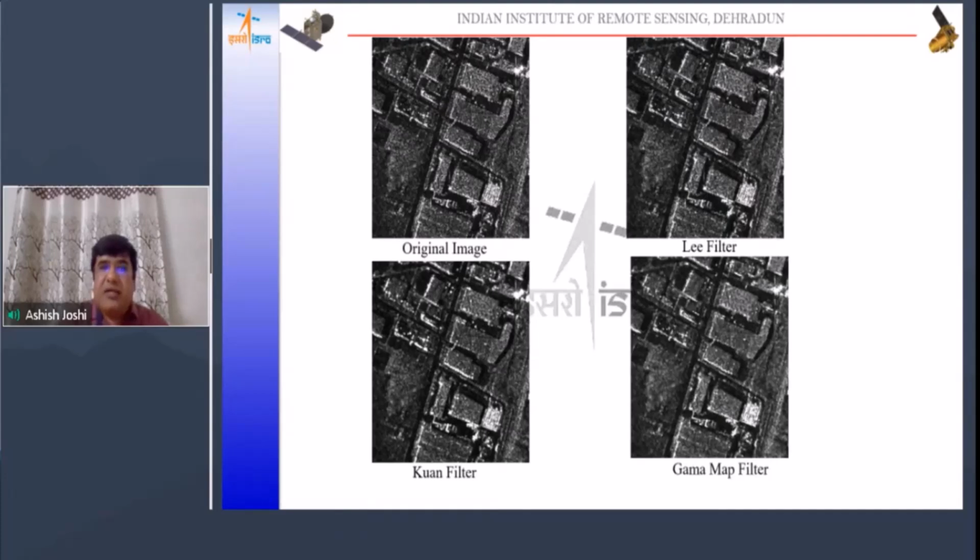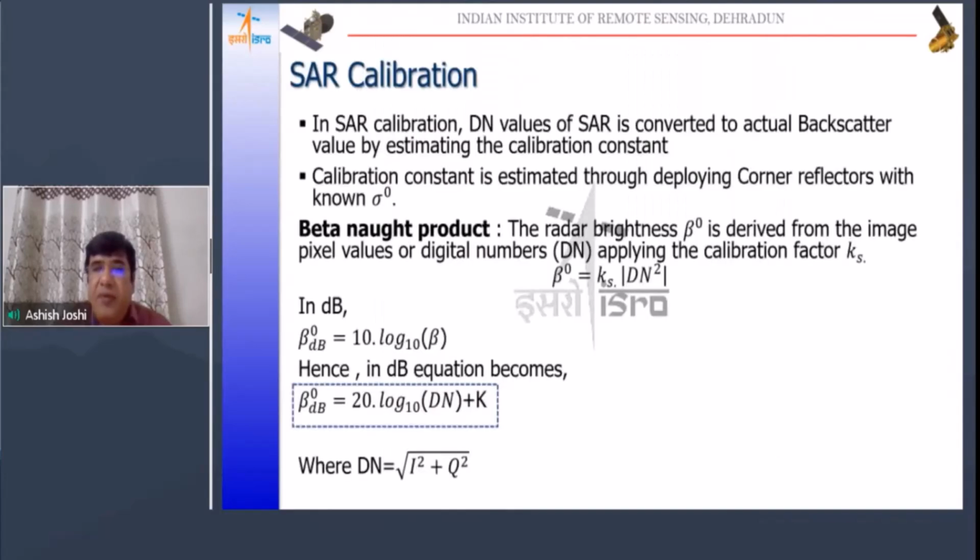Another aspect is SAR calibration. Why do we have to do SAR calibration? In SAR images we have phase and amplitude. Amplitude is given by real square plus imaginary square, so it actually contains only the DN value, the digital number. But we are talking about backscatter energy, so we have to convert that DN into the backscatter energy. Normally that backscatter energy is represented by sigma naught.